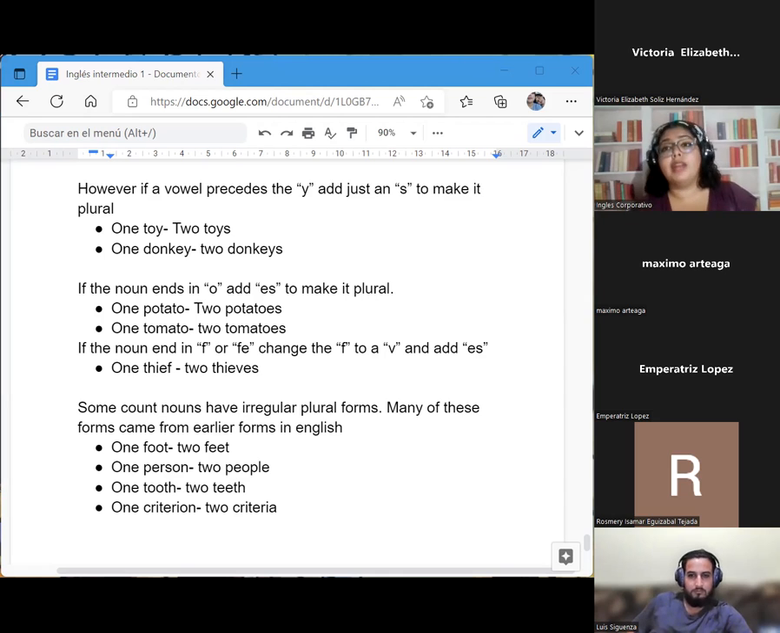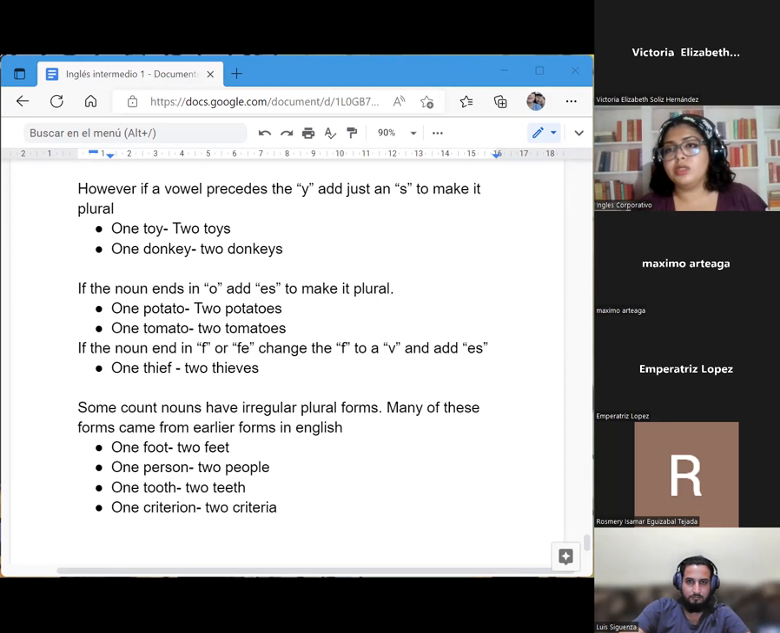Tenemos esas formas diferentes que cambian cuando se convierten en plurales. One foot, 2 feet. One person, 2 people. One tooth, 2 teeth. And one criterion, 2 criteria. So in that case, we change the way we write the words to express that we are using the plural one. So that is the part of the count nouns.